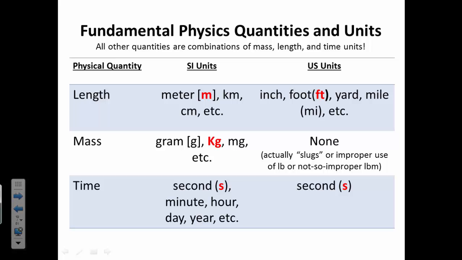The fundamental physical quantities: we have 3 types of quantities that we can use to measure any type of unit. Force units, for example, aren't listed here because they are combinations of these 3. And these 3 physical quantities that everything else is comprised of are length units, mass units, and time units. And I've highlighted in red what our SI, standard international units, are: meters, grams, and seconds.